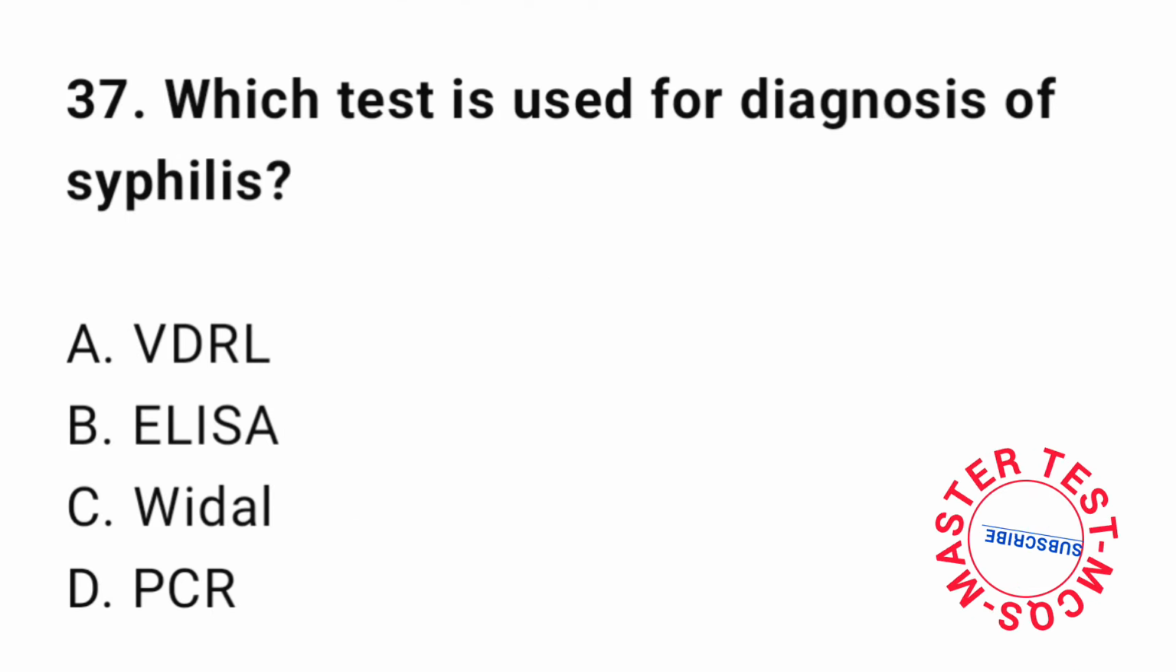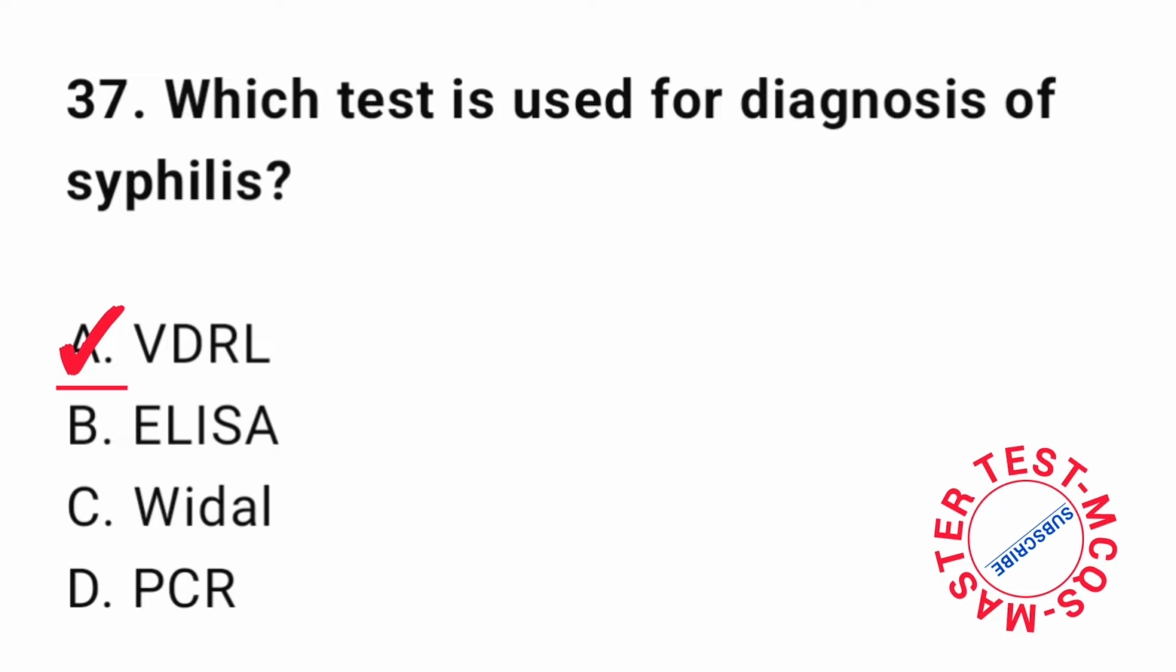Question number 37. Which test is used for diagnosis of syphilis? The right answer is A. VDRL.